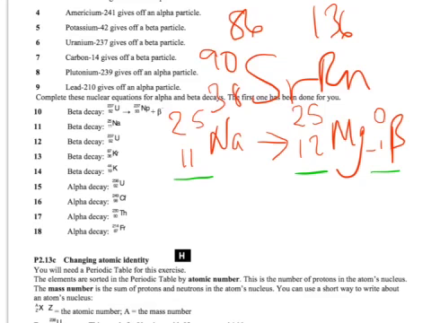Next, we'll have a look at question 16, because I'm bored of doing uranium, so we'll look at californium instead. So we've got californium-249, Cf 98, so 98 protons, 98 electrons, and 151 neutrons.